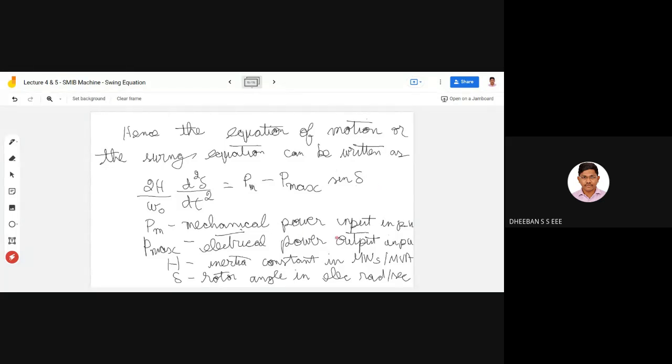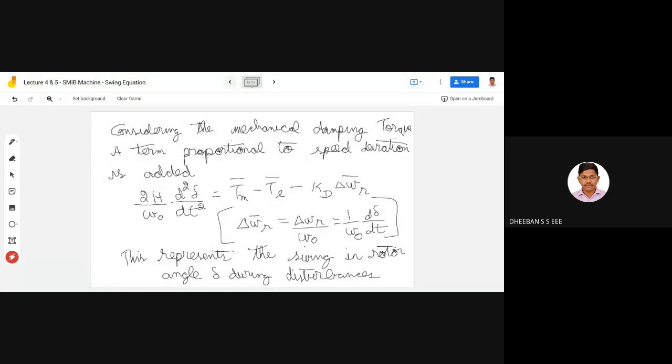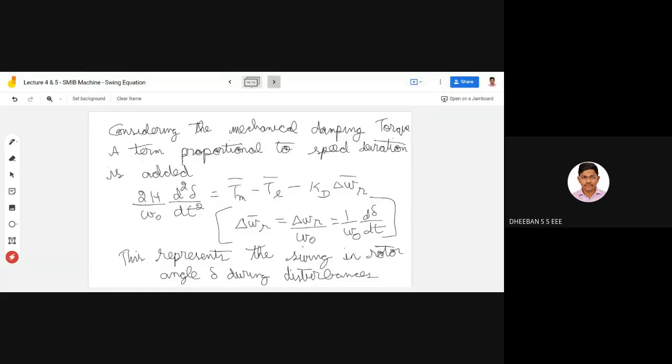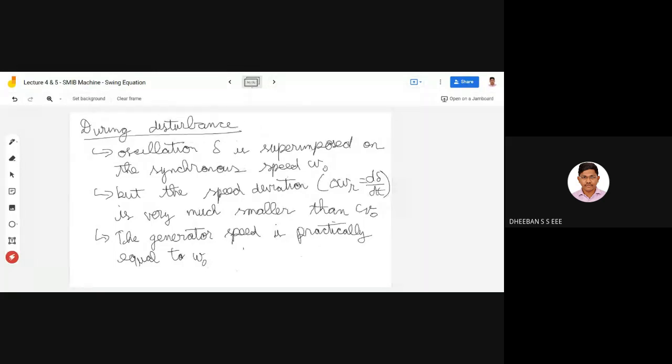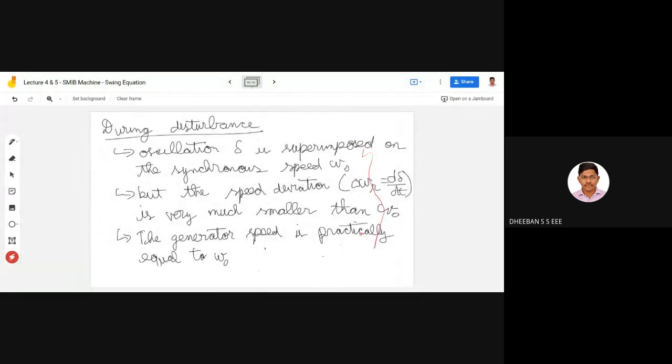So this Pm corresponds to the mechanical power input in per unit. Still we are considering everything in terms of per unit. And then Pmax corresponds to the electrical power output in per unit. H is the inertia constant, and del corresponds to the rotor angle. So this is the final equation, and you can consider this as the final equation based upon how the problem is asking it. These are the inferences that we can take with respect to the disturbance of the rotor angle.